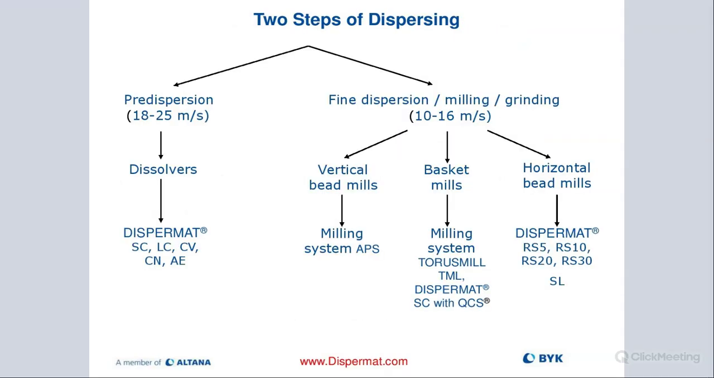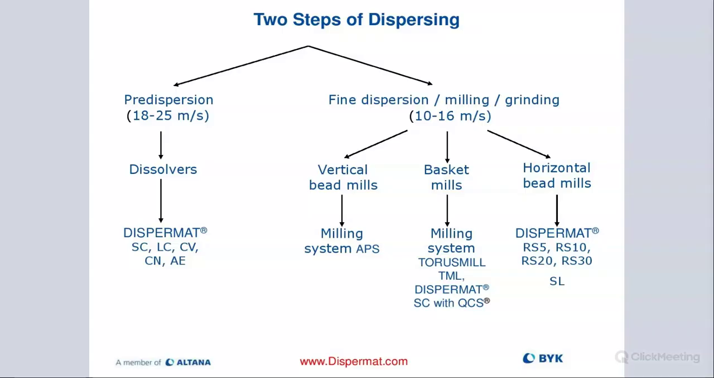Okay, so it's always two steps. The pre-dispersion with the Cowles blade: the critical number right there is a tip speed of 18 to 25 meters per second. That's the optimum dispersion window. For milling or fine dispersing, we run lower speeds, 10 to 16 meters per second of rotor speed or milling disc speed. And there we have different types of media mills, right?